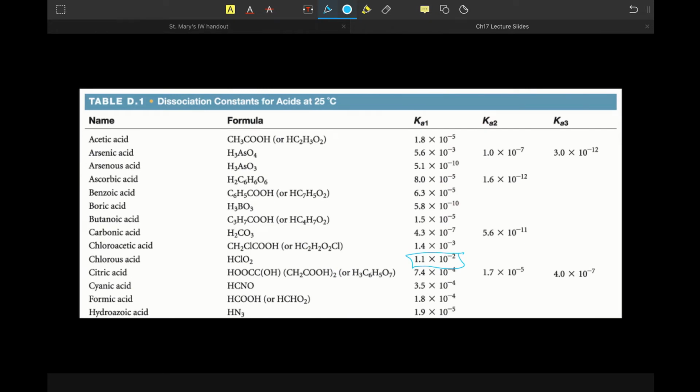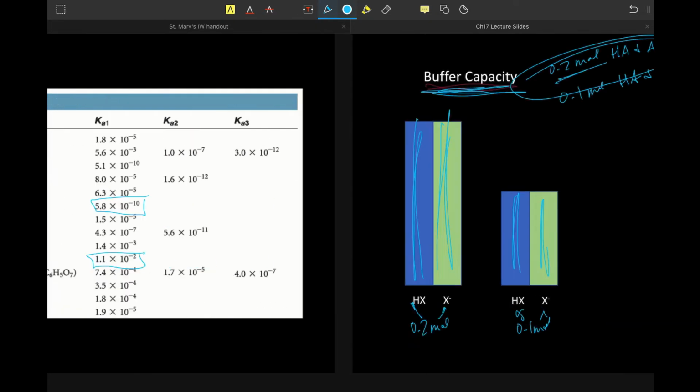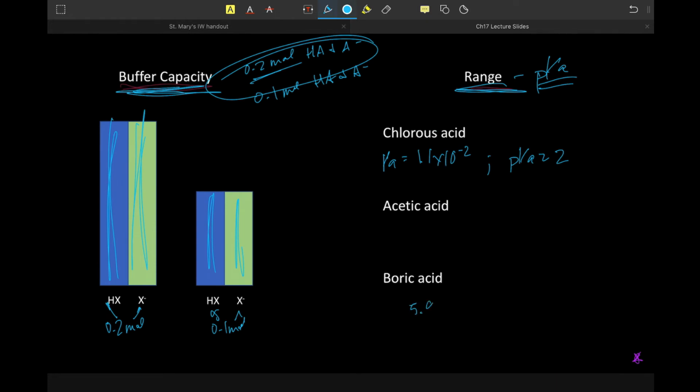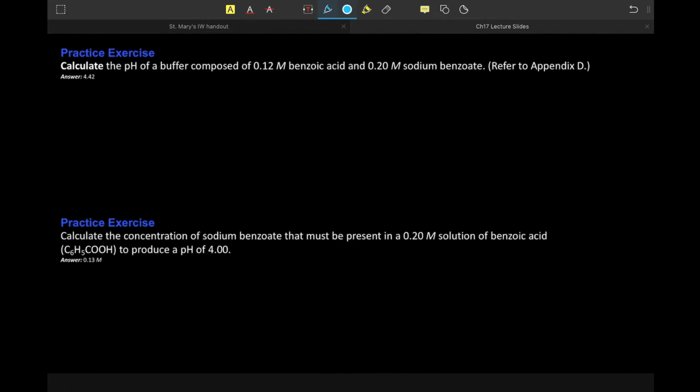Let's do boric acid. Boric acid has a Ka of 5.8 times 10 to the negative 10, which means its pKa sits somewhere around 10. It would be most suited for something between 9 and 11, which means that boric acid, despite the name, actually makes a basic buffer. Makes sense? Okay, so now let's go back and do these practice problems that we skipped.